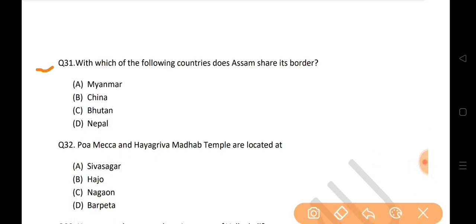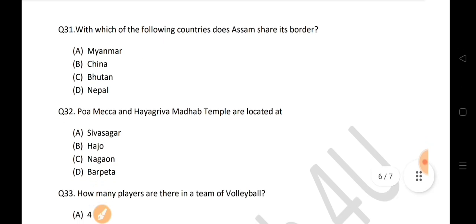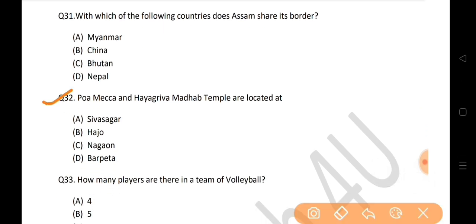Next question. With which of the following countries does Assam share its border? Correct answer is option C, Bhutan. Next question. Powa Mecca and Hayagriva Madhava Temple are located at? Correct answer is option B, Hajo.